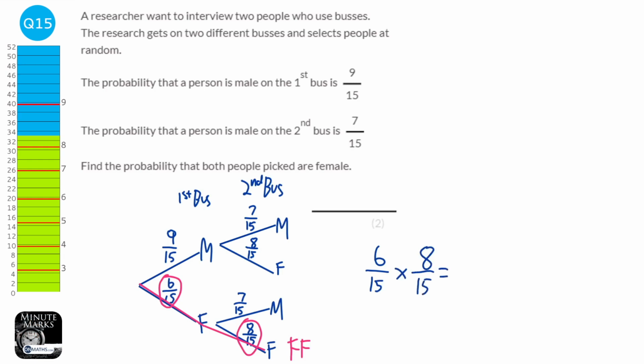So 6 times 8 is 48, and times the bottoms, 15 times 15 is 225. Now you can actually cancel that down. So what you can do is divide top and bottom by 3, and that would be 16 over 75. So either 48 over 225 or 16 over 75.